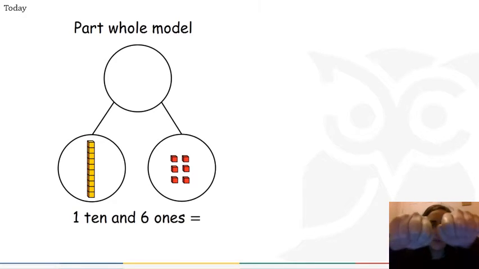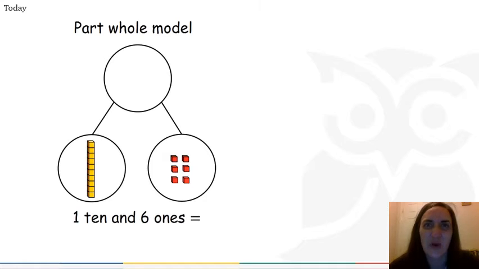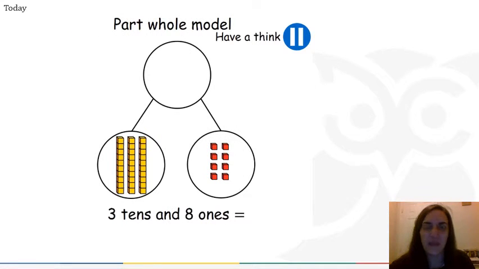If we put our 2 parts together, what is our number going to be? 1 ten and 6 ones. 16. Brilliant. You're just going to be wonderful at this today. What a great start.